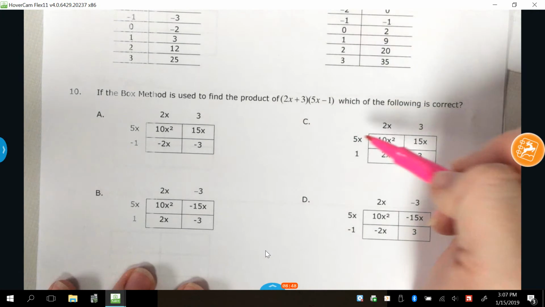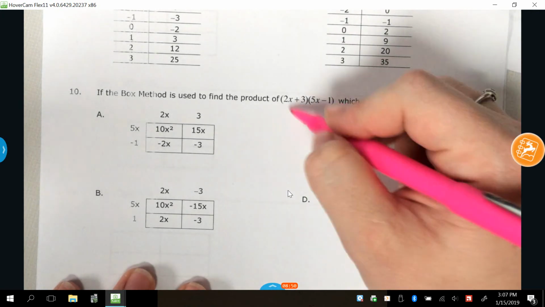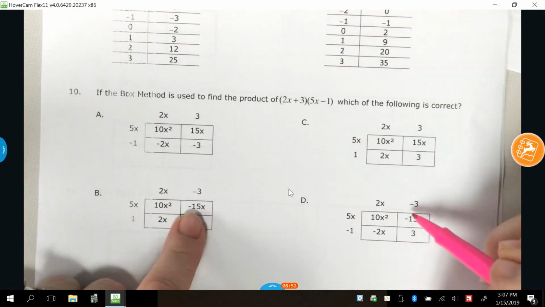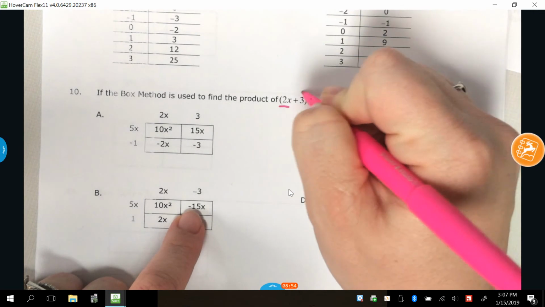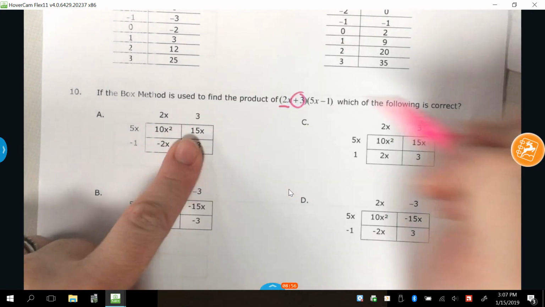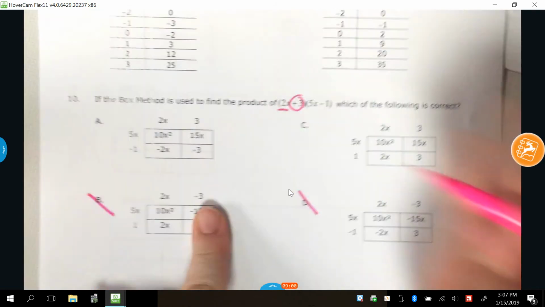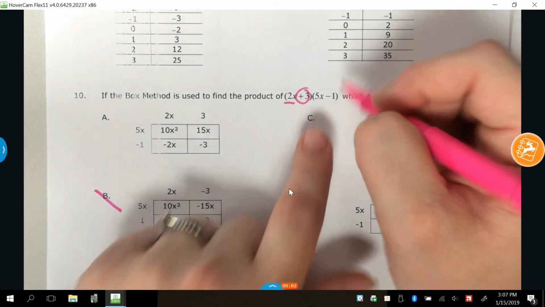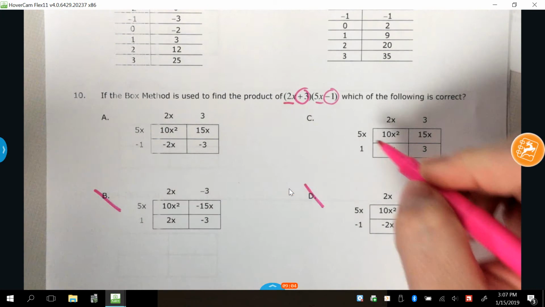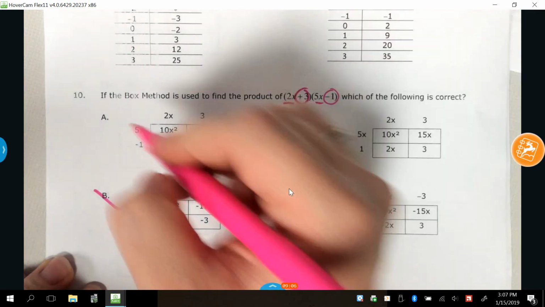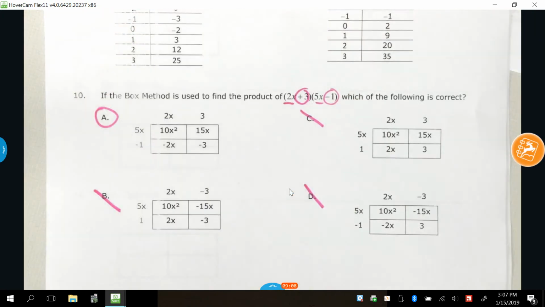So if using the box method, remember, it doesn't matter where you put which one, but if you notice, all of them have 2x plus 3 on top. See how this is 2x positive 3, 2x positive 3, 2x positive 3. This one says negative 3, and this one says negative 3. So we know those are not my answer. Then we have 5x minus 1, 5x positive 1, not my answer, 5x minus 1. Guys, that's my only option. Okay, we don't even have to do the math for the square.